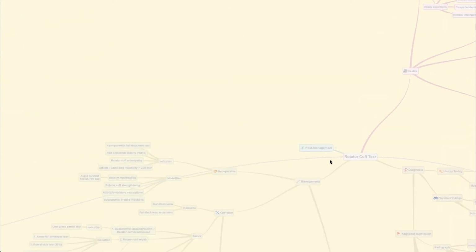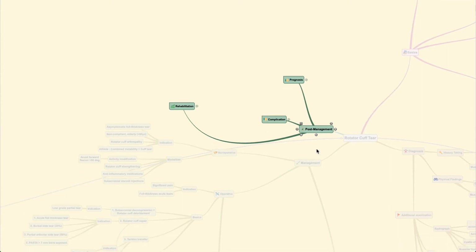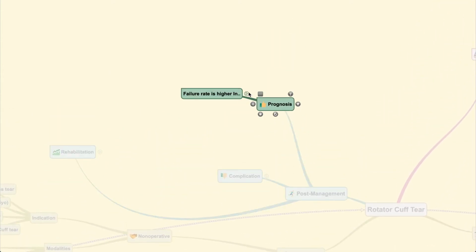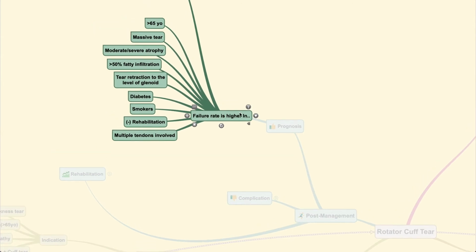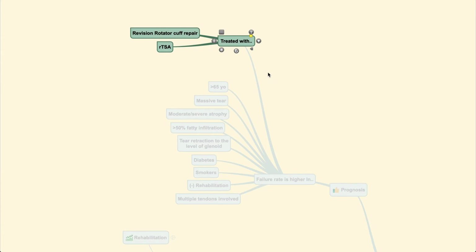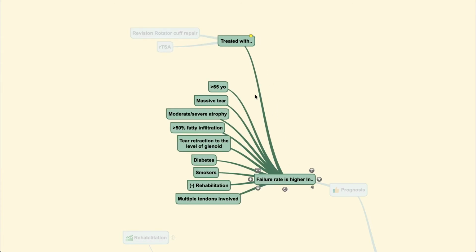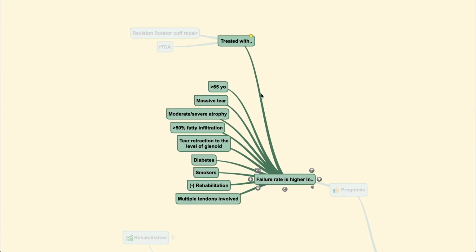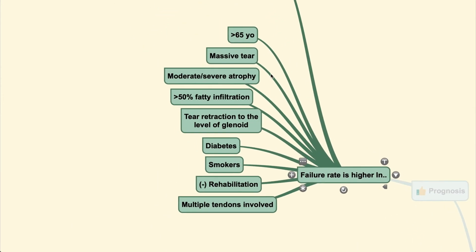After knowing the management plan, you should pay attention to some of the post-management things that may come to your practice. First of all is prognosis. Patients will generally ask you how well they will do after the surgery. Failure rate is usually higher if the patient is treated with a revision surgery or RTSA, and failure rate should be higher in certain populations.